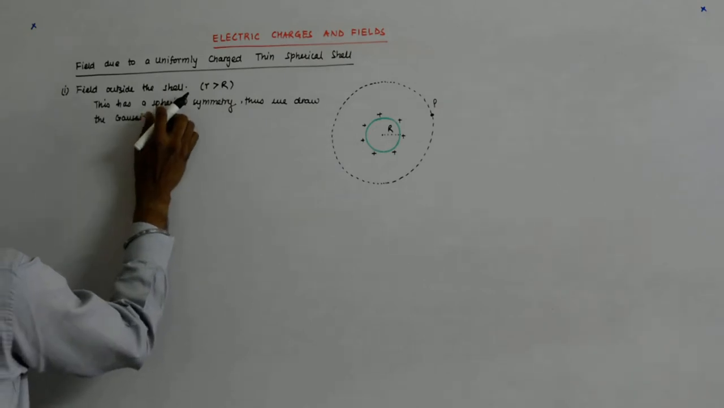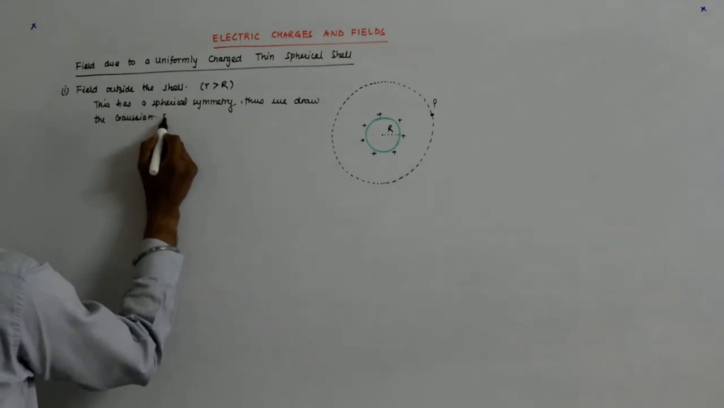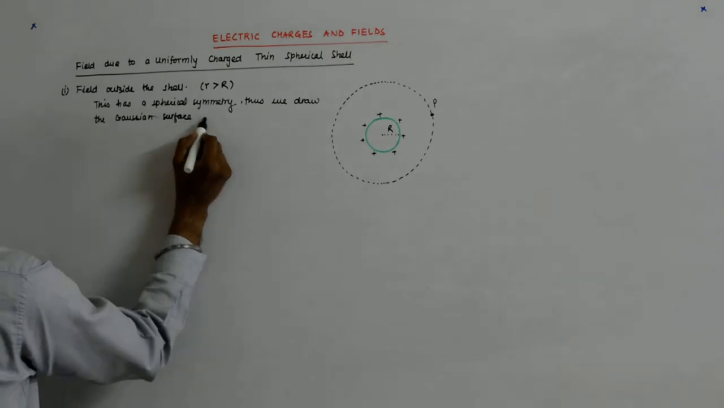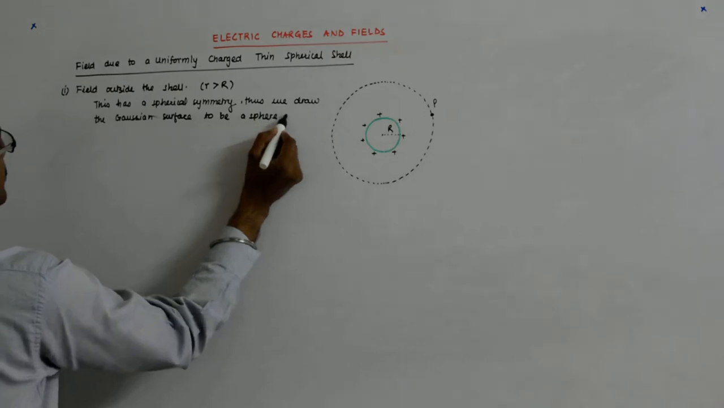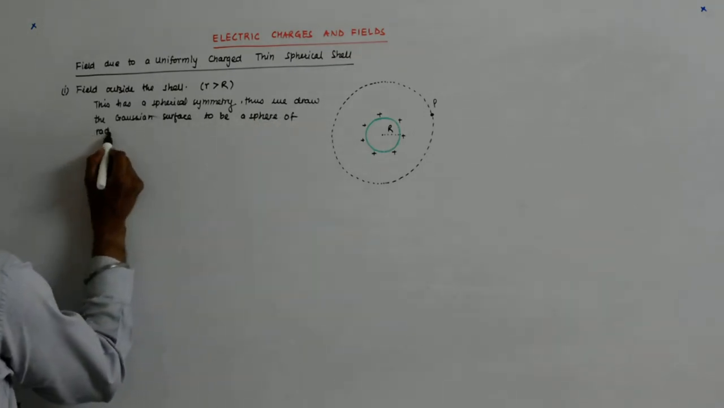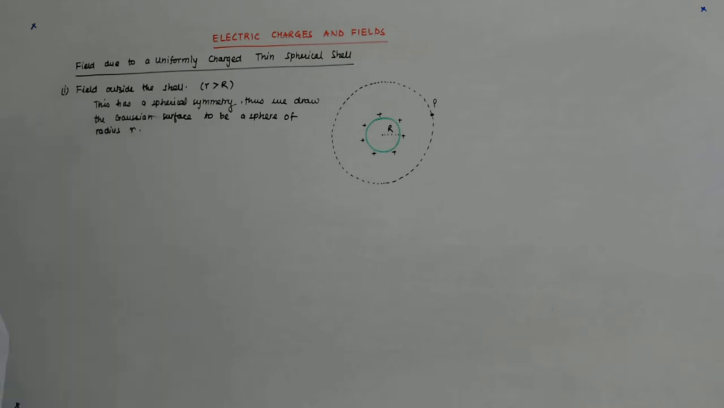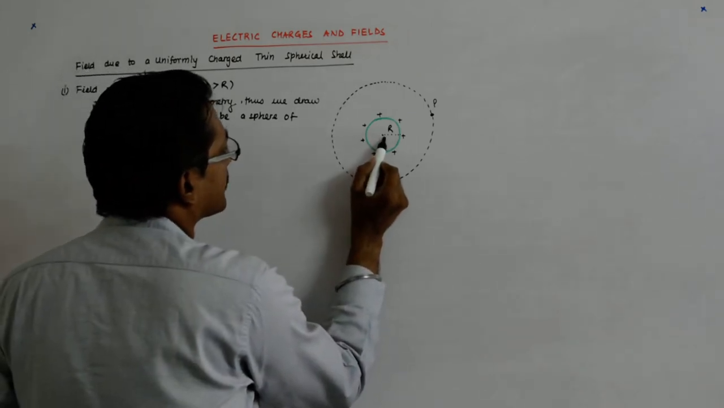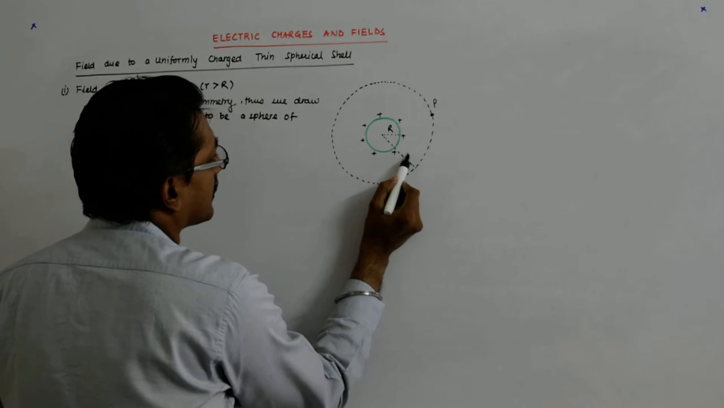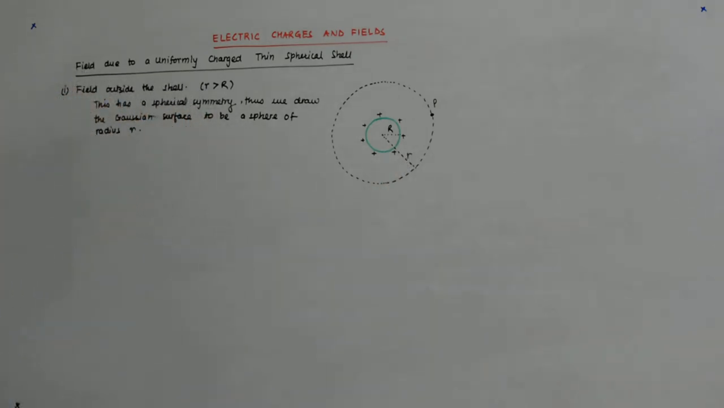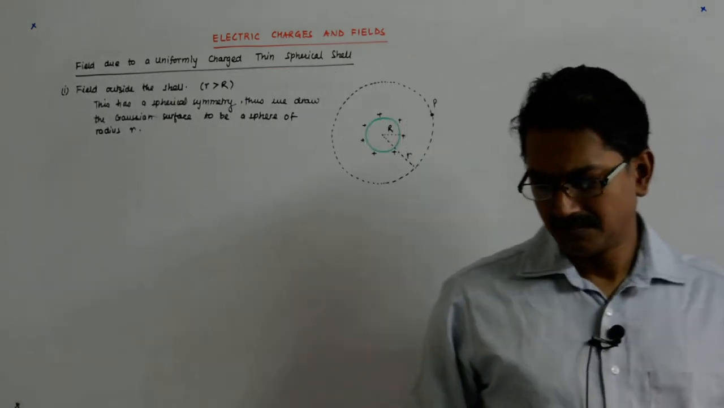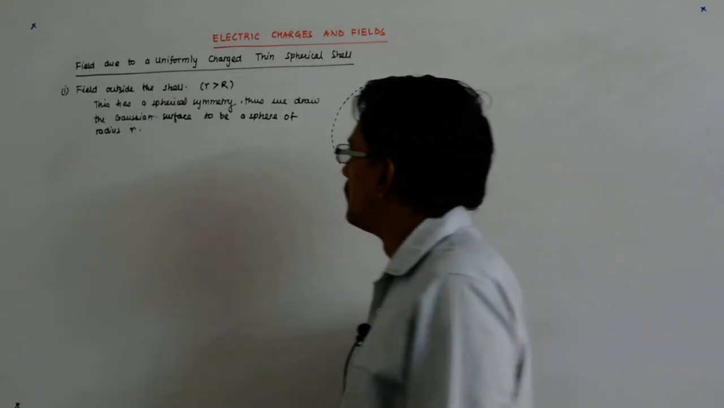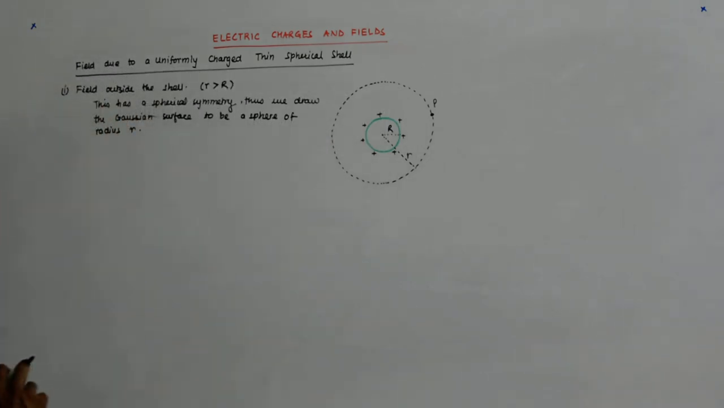to be a sphere of radius r. So I want to find this out here, and the radius is small r.